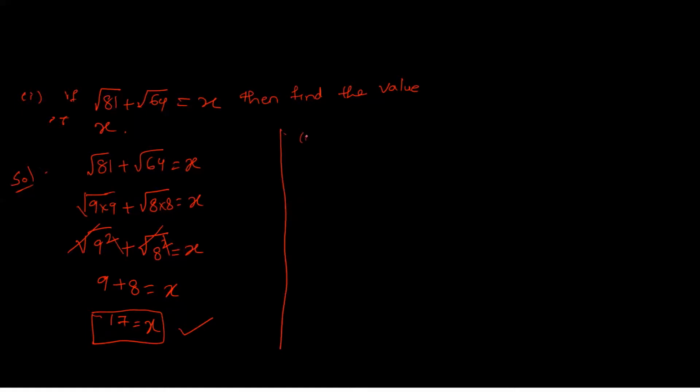Let's do one more question. If the square root of 900 plus the square root of 0.09 minus the square root of 0.000009 is equal to x, then find the value of x.